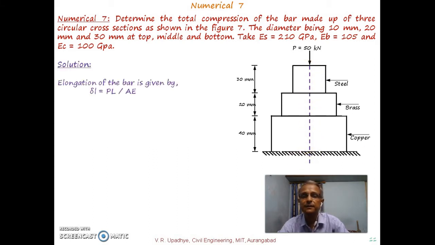So what can be written? Now you know that delta L is equal to PL over AE. So now what is changing? The force is the same, 50 kilonewton. If I consider this segment, that will be 50 kilonewton compression. For this segment again, 50 kilonewton compression. For the third segment again, 50 kilonewton compression. So P is the same throughout.